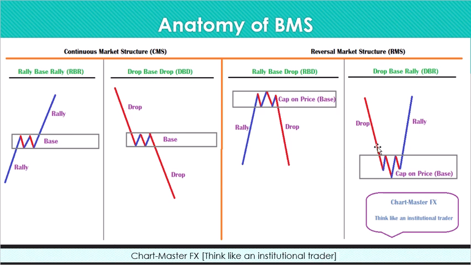Then we can see on this example we have a drop in price, we have a base, then we have a rally. So in this example we can see that this is what we call a cap on price. So this is cap on price, guys. These are the two examples of reversal market structure. You just have to look at these things. They are very, very simple.